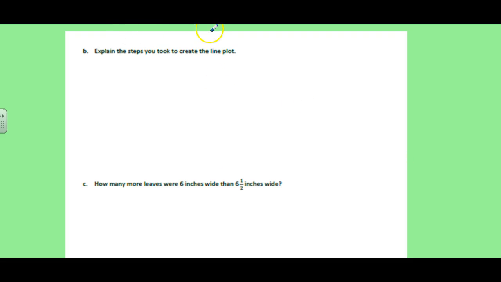It says explain the steps you took to create the line plot. I'm not even really worried about that. As long as you are able to make the line plot, you don't have to answer question B. So I'm just going to mark question B out, and we're going to move on to question C.